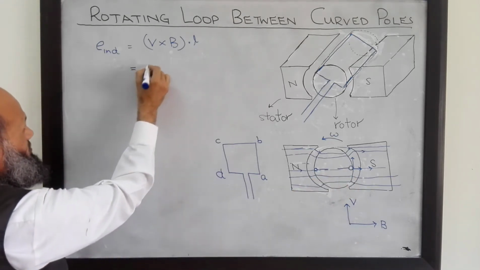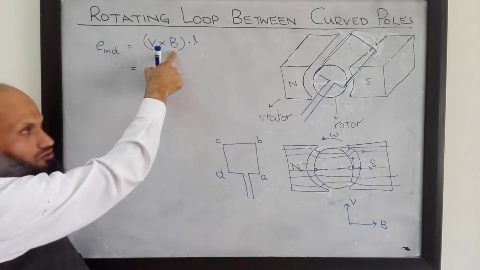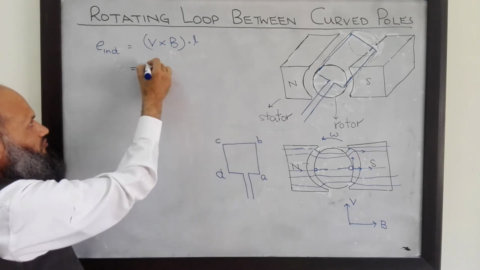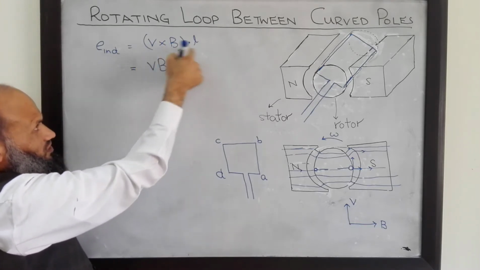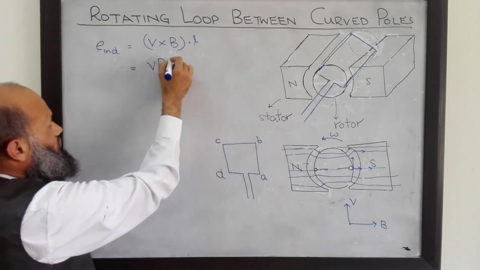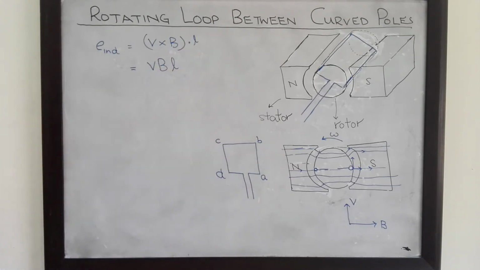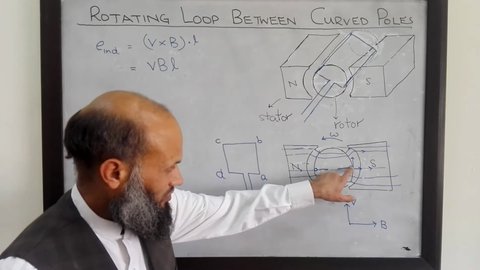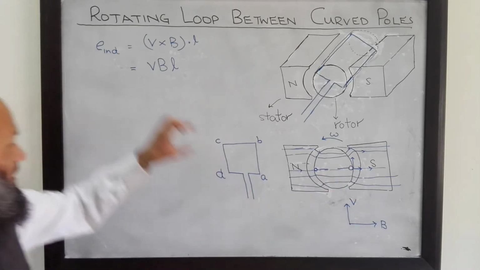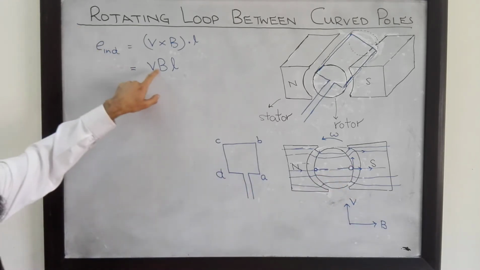So V cross B, V is perpendicular to B, so V cross B is simply VB. Their cross product is parallel to L, so it is VBL. When the conductor is at this location, the magnitude of voltage induced is VBL.